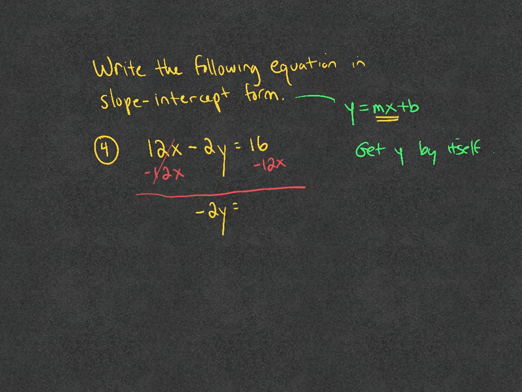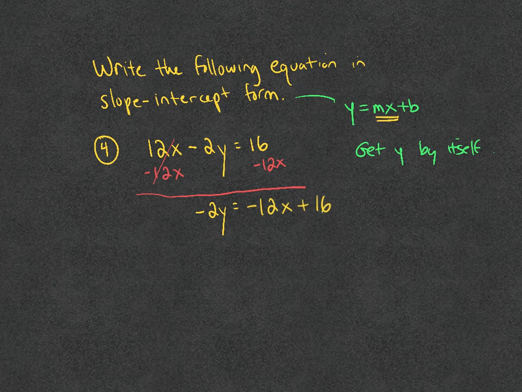Be careful with this 16 minus 12x. These aren't like terms, so we can't combine them into 4 or anything like that. We just keep them separate, and we're going to put the x term first. Just like up here, the x term is right after the equal sign. And that's a positive 16.